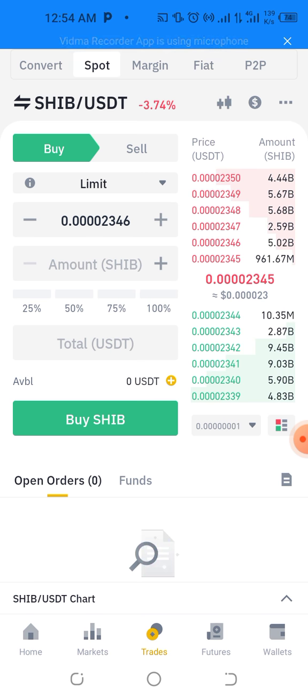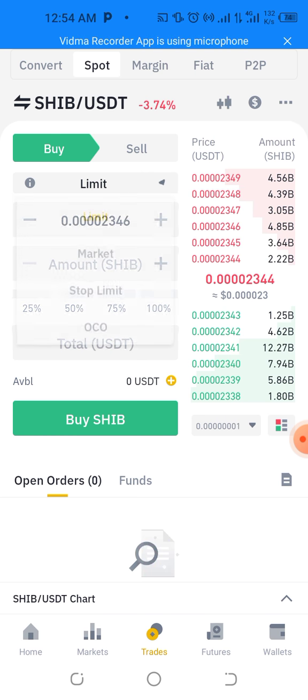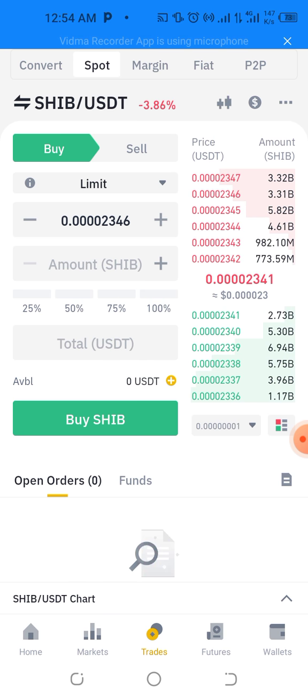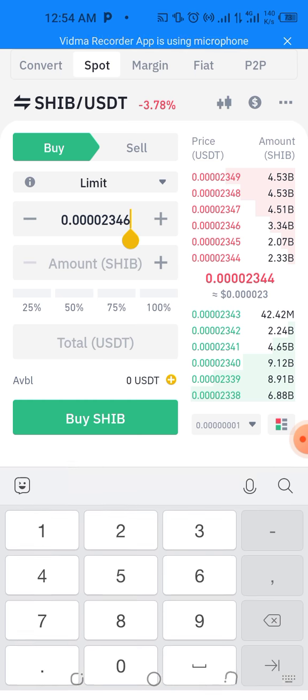So what you do here is, now there are two different ways to trade. You can trade with limits, or you can trade with the market's current price, like I said earlier in the voice note. So if you want to trade with limits, you leave it at limit. Limit is where you put the amount you want to buy at. Currently this Shiba Inu is 0.00002343. That's the current price of this coin now. So let's say you want to buy it at 2243. You will put that amount here.